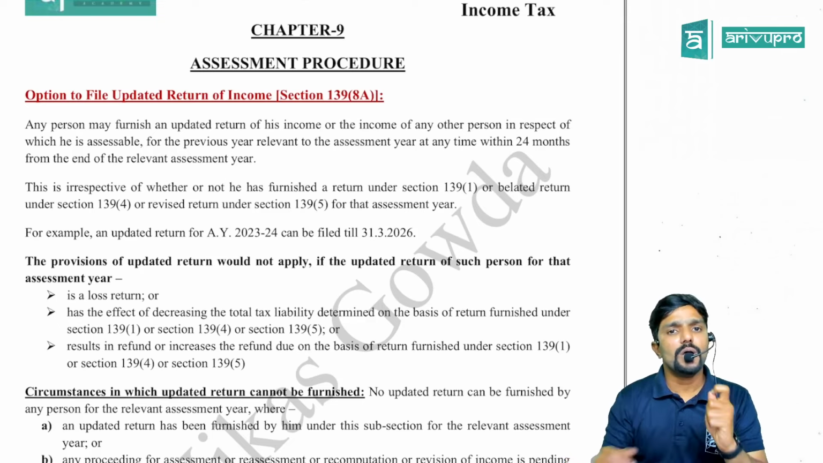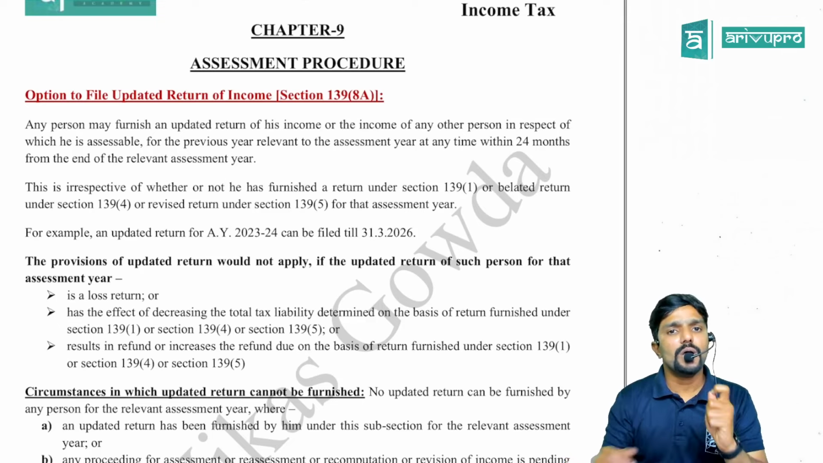Then the last point here is such person or belongs to such class of persons as may be notified by the CBDT. Means they are allowing the CBDT to extend this list in the future. As of now, there are only 5 points. 5 scenarios where an updated return cannot be filed, guys.